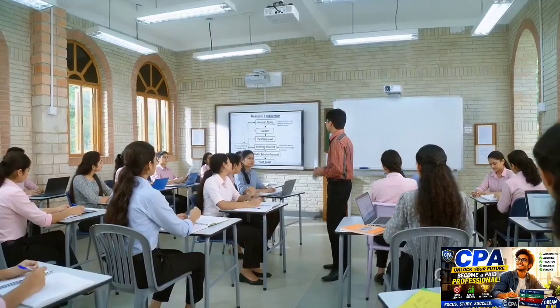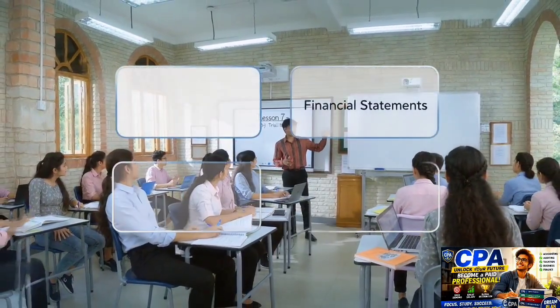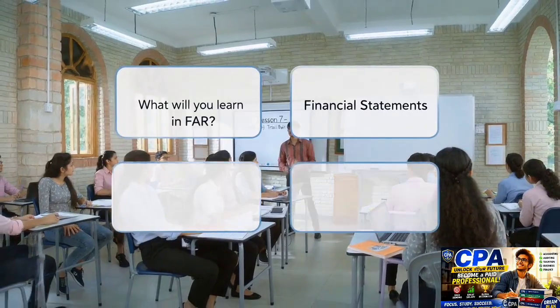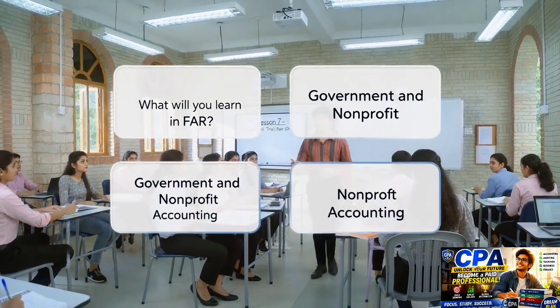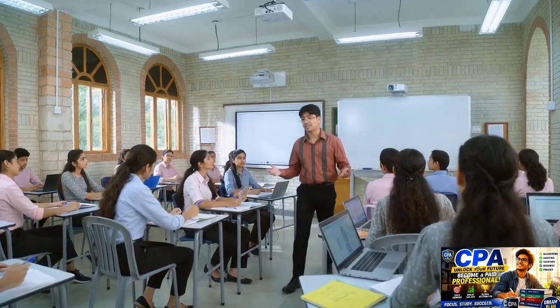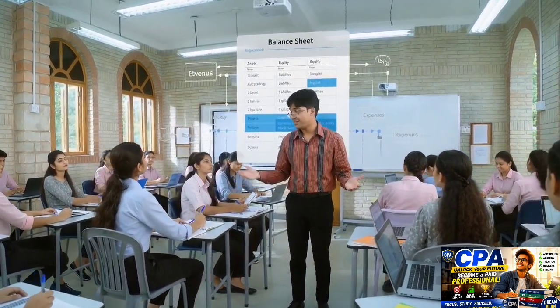FAR is the largest and one of the most important sections of the CPA exam. What will you learn in FAR? We will cover 4 key areas: financial statements, assets and liabilities, transactions, and government and nonprofit accounting. Financial statements tell the story of a company's performance.